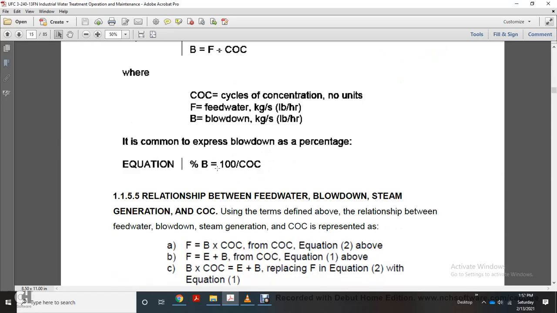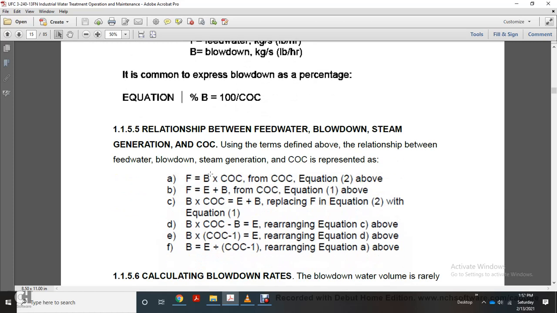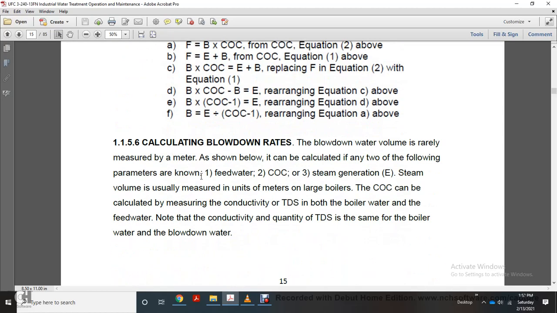It is commonly expressed as blowdown percentage: the percentage of blowdown is equal to 100 over the cycles of concentration. Relationship between the feed water, blowdown, and steam generation with the cycles of concentration. Given the terms above, the relationship between the feed water, blowdown, and steam generation with the cycles of concentration is represented, and then these equations show the calculation of blowdown rates.